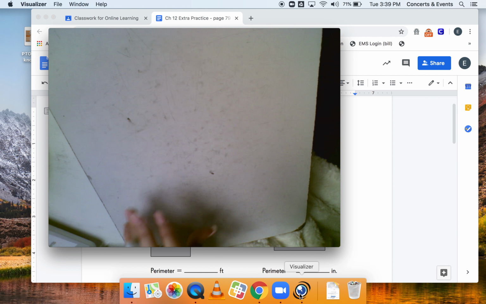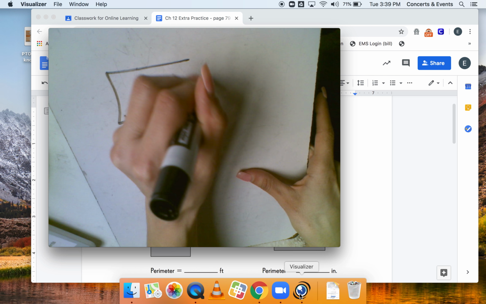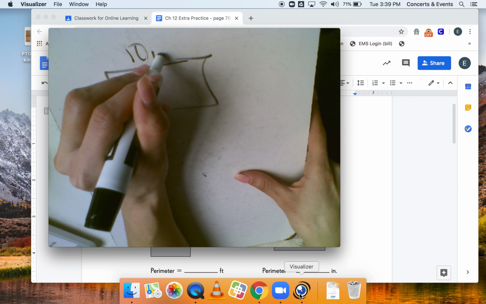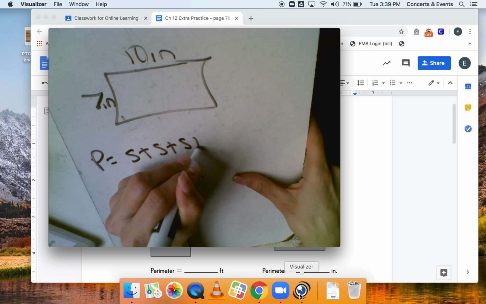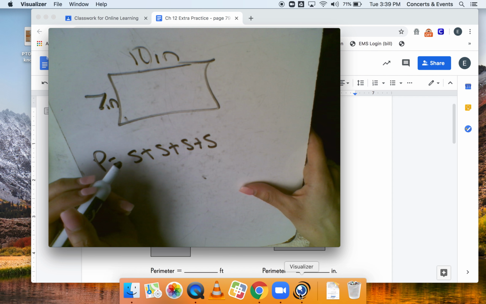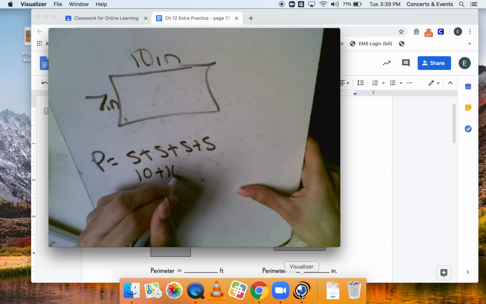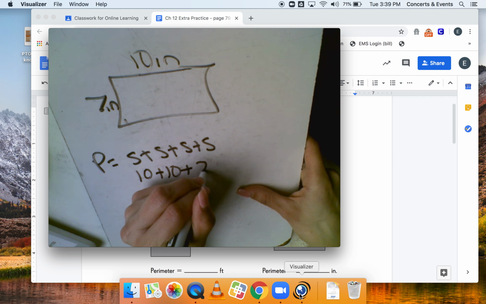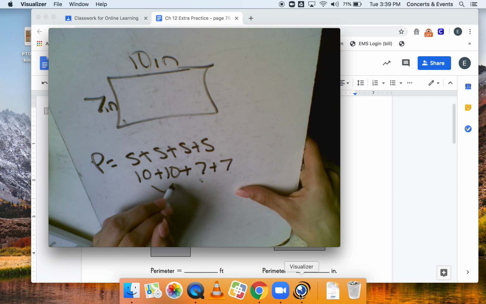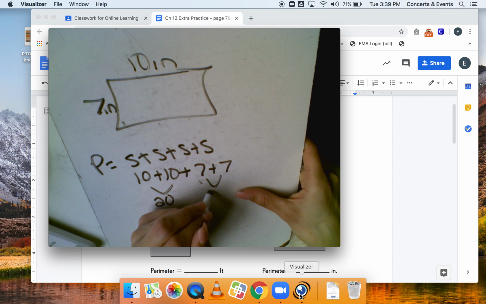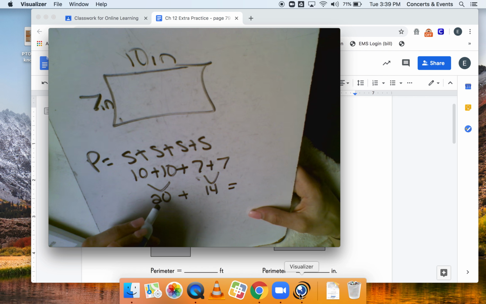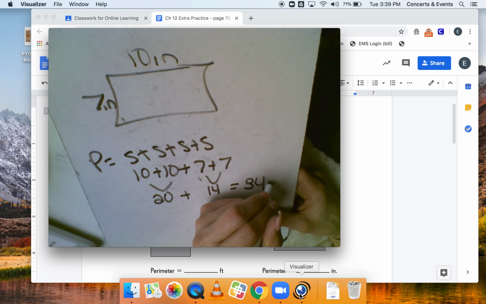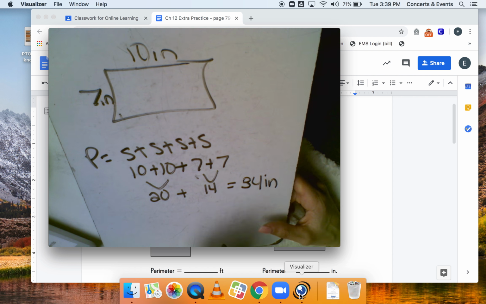If I have a rectangle that's 10 inches by 7, and I'm doing the perimeter, I'm doing side plus side plus side plus side, and there are 4 sides because it's a rectangle. So I'm going to do the 2 lengths, or the longer sides, first, and then my 2 widths, and then I'm going to add them together. 10 plus 10 is 20, 7 plus 7 is 14, so my lengths plus my widths, 20 plus 14, is 34, and my abbreviation is inches. So I'm going to leave that there.